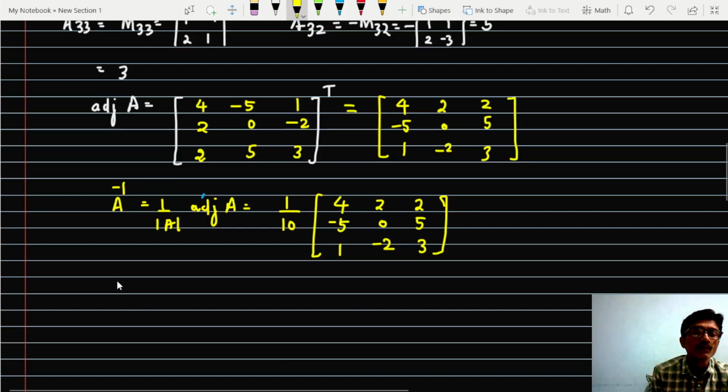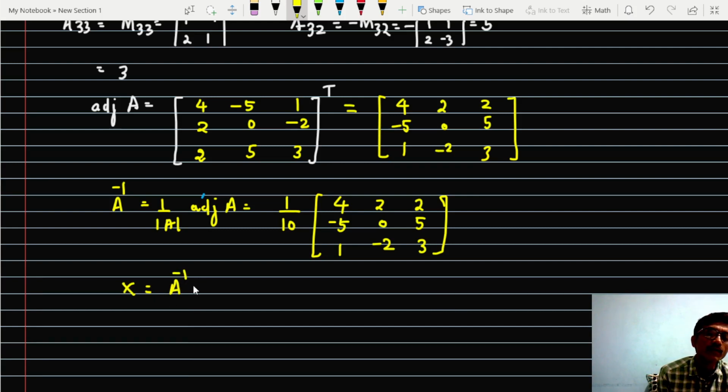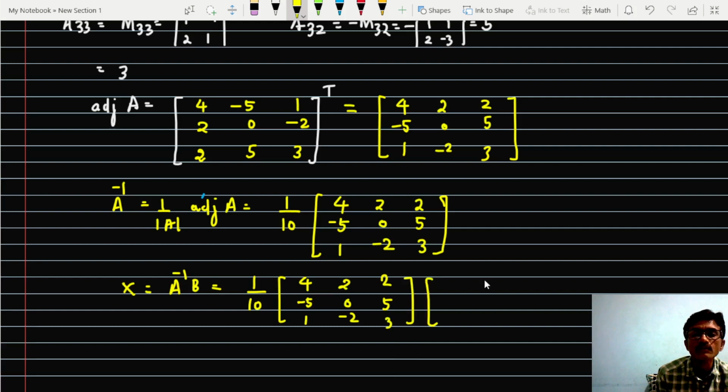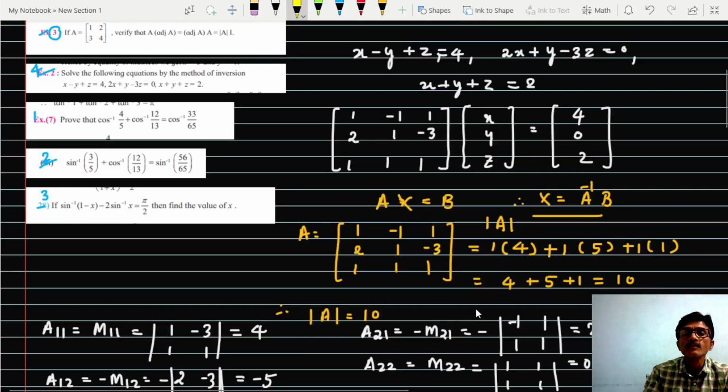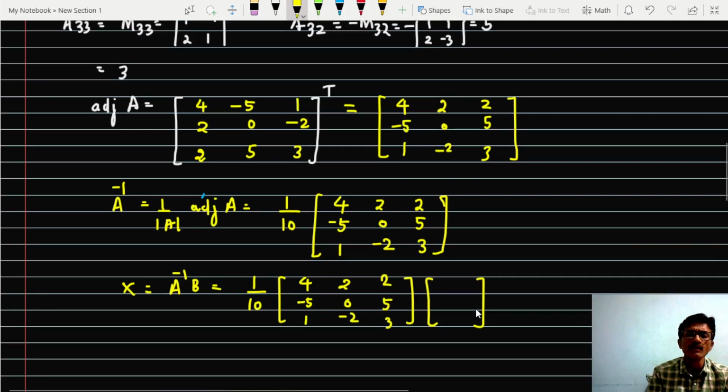After getting A inverse, okay, what is matrix X? Matrix X is equal to what? A inverse into B matrix. So it is 1 upon 10 is A inverse. It is 4 minus 5 1, 2 0 minus 2, 2 5 3, into B matrix. So what is our B matrix? Matrix B is 4 0 2. Multiply this matrix.